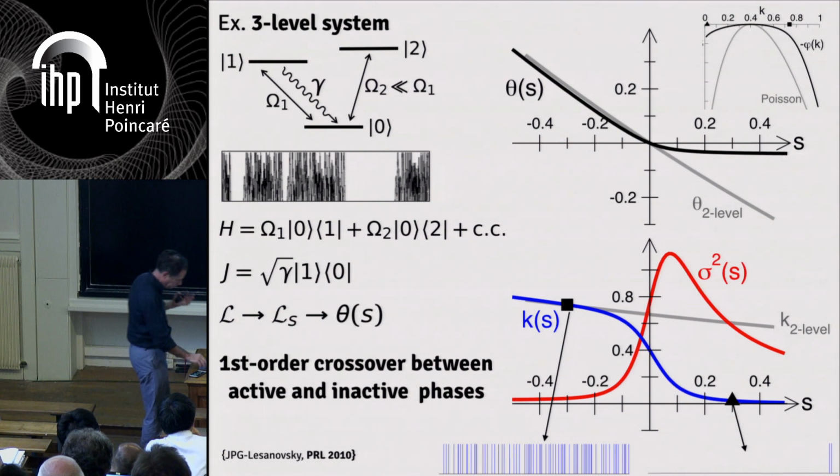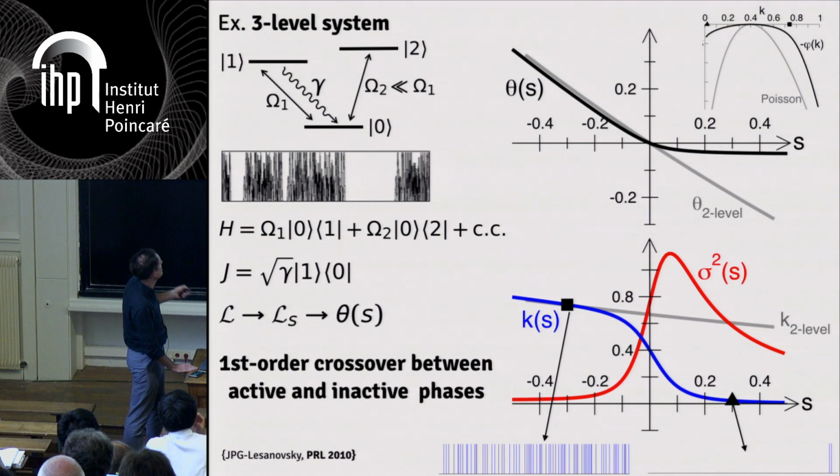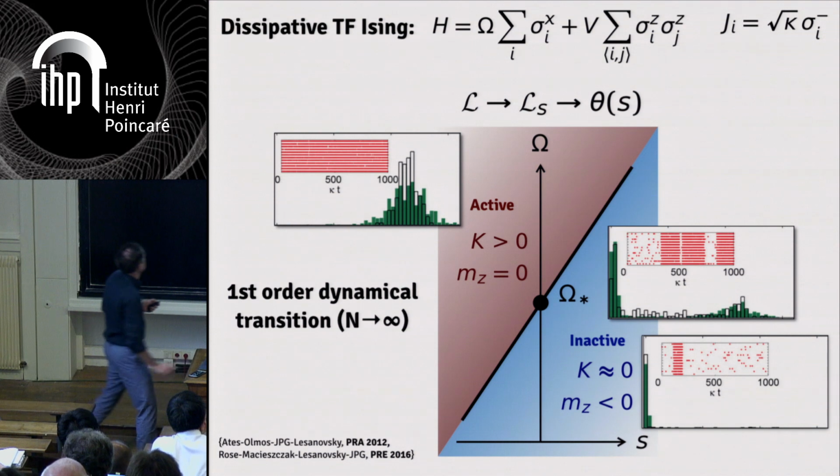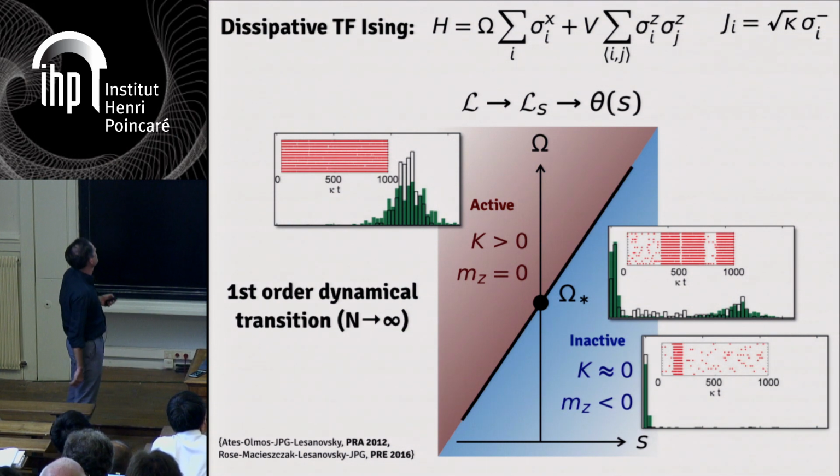So now, of course, this is a few body problem, and this is just a crossover. But this simple problem opens up the intuition and the technology of StatMech for the dynamics. Of course, if you want a true phase transition, one has to go to a large number of degrees of freedom.